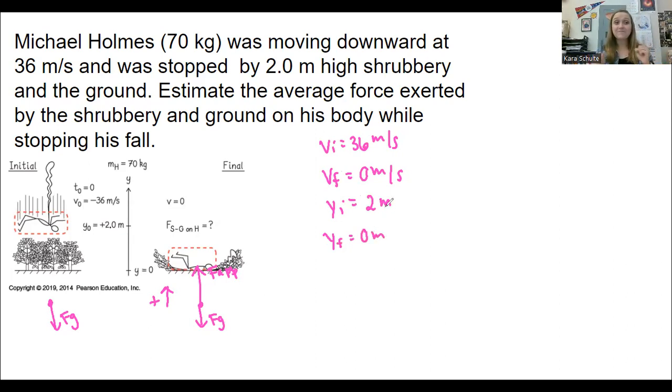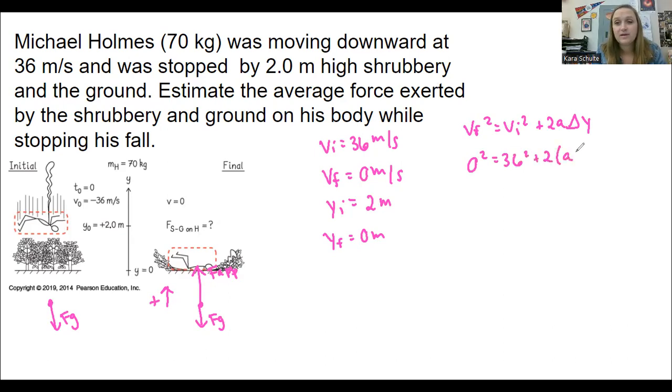Now, he is not in free fall while he's stopping. So acceleration is not negative 9.8. We actually need to solve for what the acceleration is. Looking at my list of knowns, I don't have time. So I need to use my third kinematic equation. VF squared equals VI squared plus 2A delta. I'm going to put Y because we're moving in the Y direction. VF is 0. VI is, oops, that's not a plus sign. VI is 36.